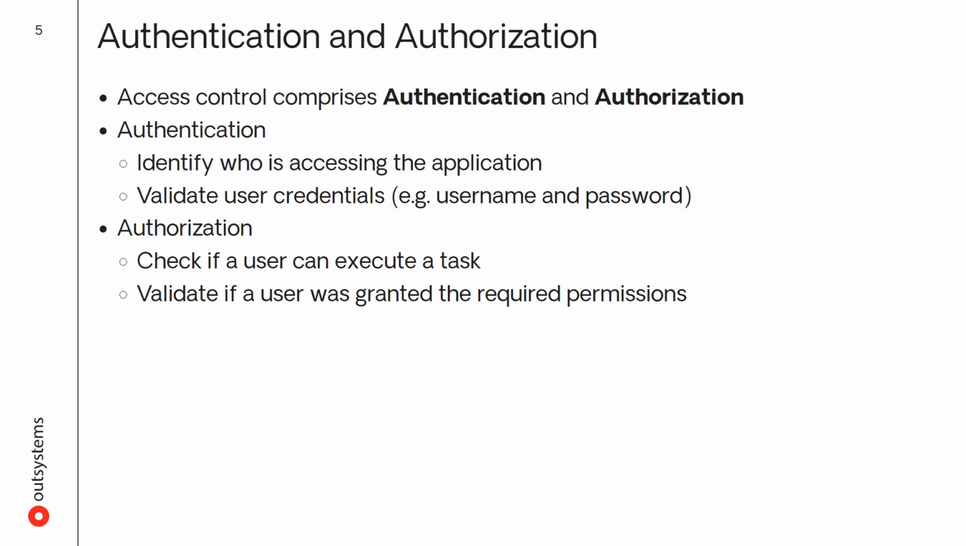In general, access control comprises authentication and authorization. Authentication is about who does something. We need to identify who is accessing our application and then validate their credentials, like username and password. Then we have authorization, which is about what someone does. This requires that we validate if a certain user has the required permissions to do what they want to do.